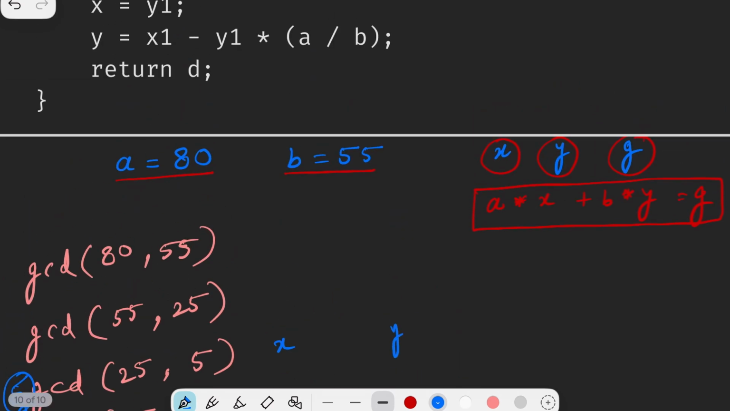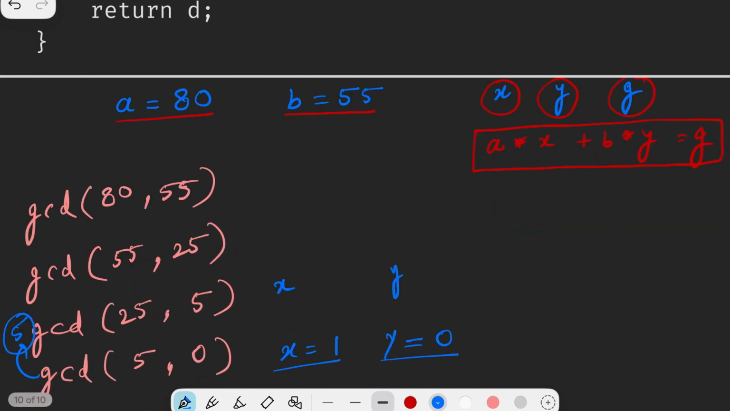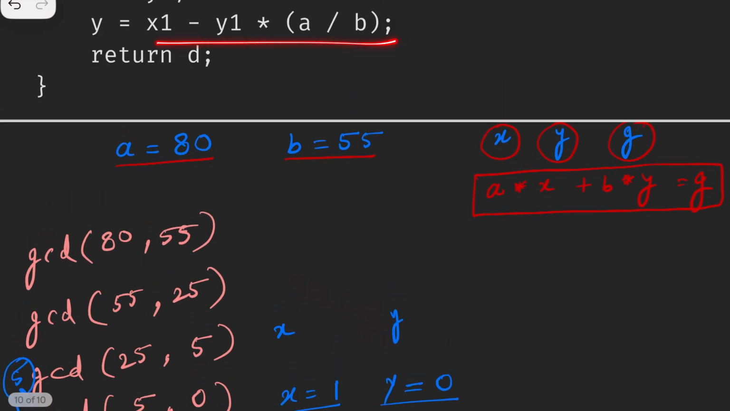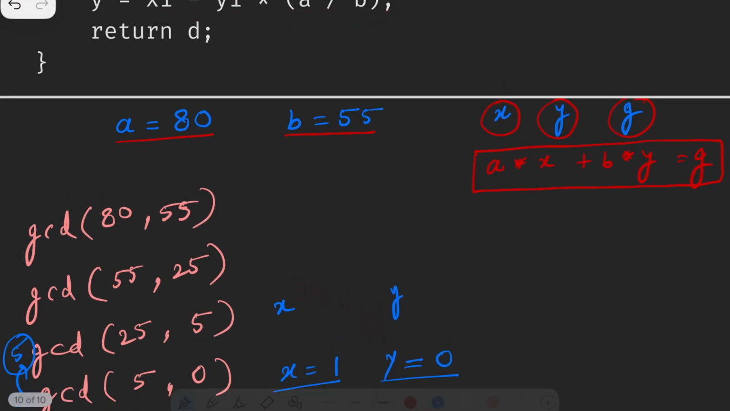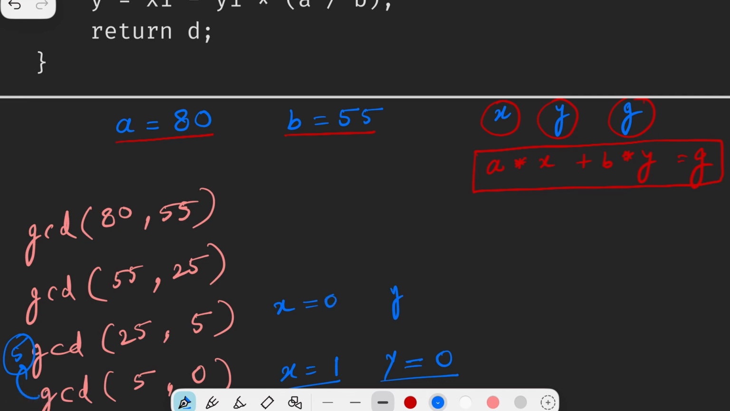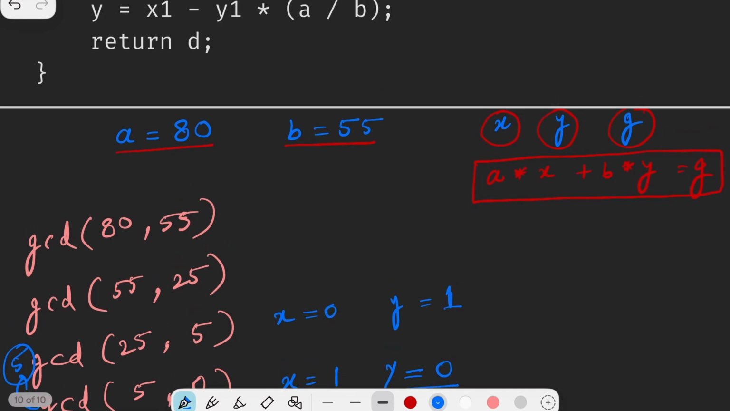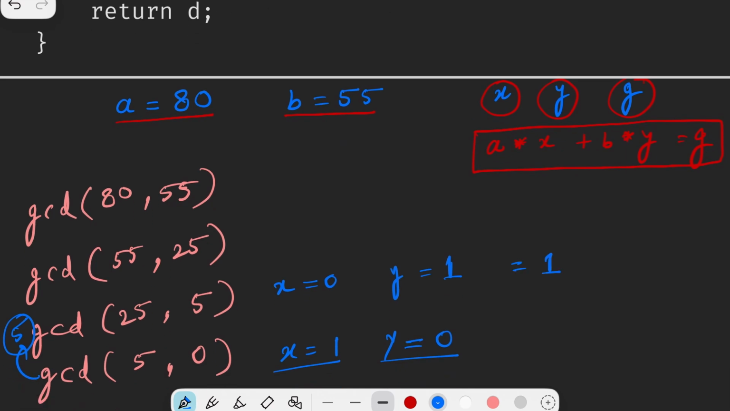See, what is x? X is going to be y1. So this is y1. That means this. And what is y? It's something like this. So let's write it down. Okay, so x is going to be 0 and y is going to be 1. Why? x1 is this minus y1 is 0 and here we have a divided by b. So y is going to be 1. Now let's compute x and y for this. Again, this will return 5 to this.